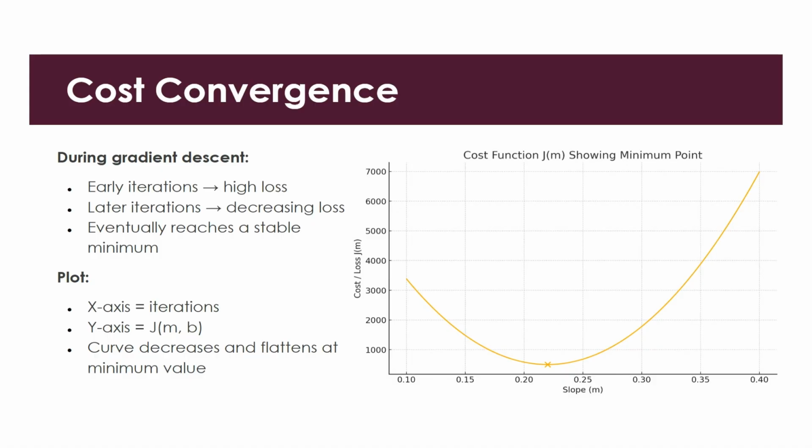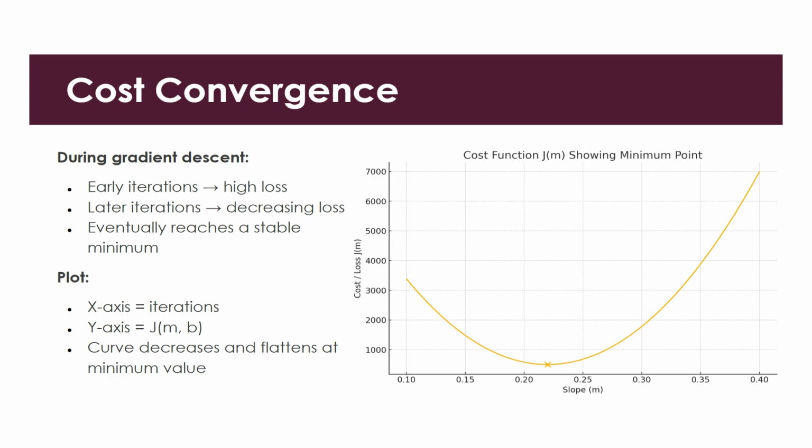The cost convergence: during gradient descent, the cost or loss decreases with iteration. In the beginning, the loss is high. As we update M and B, the loss keeps decreasing. Finally, it reaches a point where it cannot reduce anymore, where we mark a star. You can see it here.